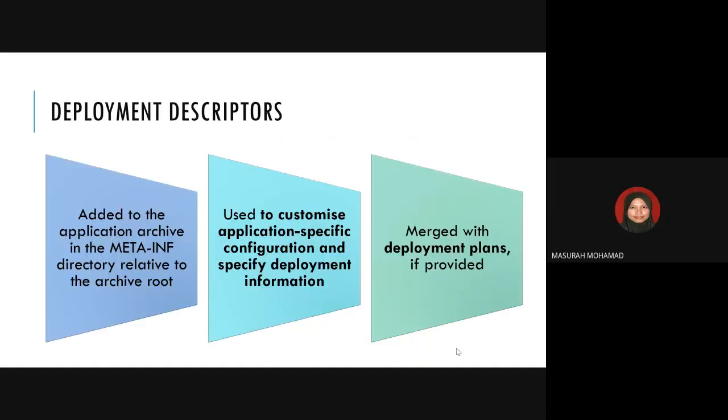All right, so what is meant by deployment descriptor? It is added to the application archive in the META-INF directory relative to the archive root. If you notice, when you create an application by using Eclipse, there is one folder named META-INF. It is used to customize application specific configuration and specify deployment information. The deployment descriptor is also merged with deployment plans if provided.